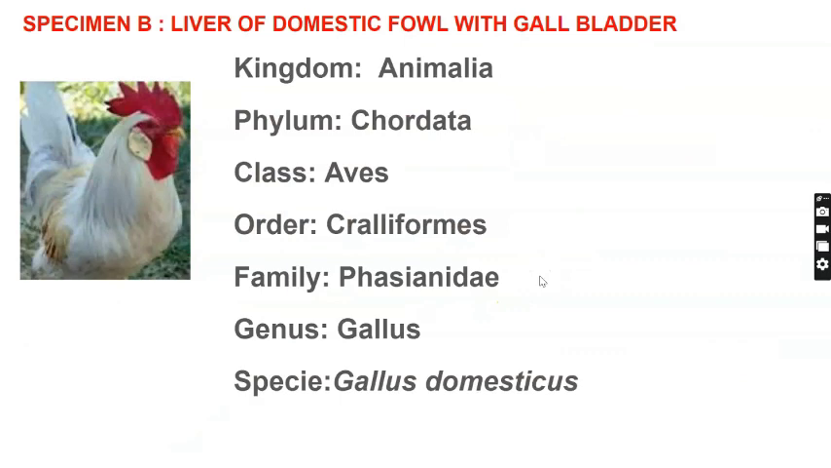Alright, specimen B is the liver of the domestic fowl with the gallbladder still attached. Alright, the domestic fowl is called the Gallus domesticus. That is the scientific name for the domestic fowl. So if you're asked to classify the domestic fowl, it belongs to the kingdom Animalia, phylum Chordata, class Aves, order Galliformes, family Phasianidae, genus Gallus, and the species is Gallus domesticus.